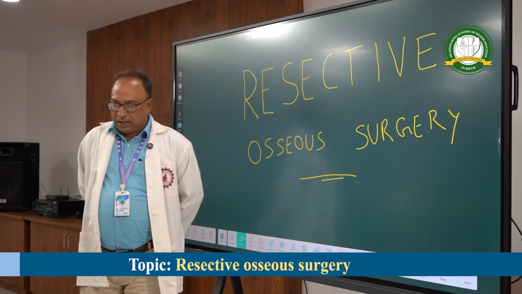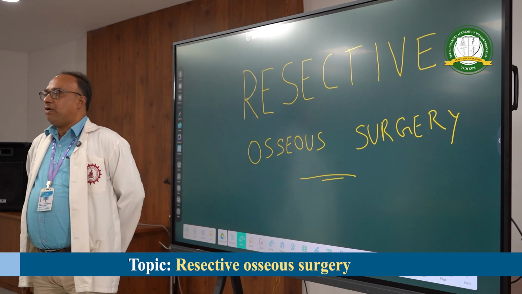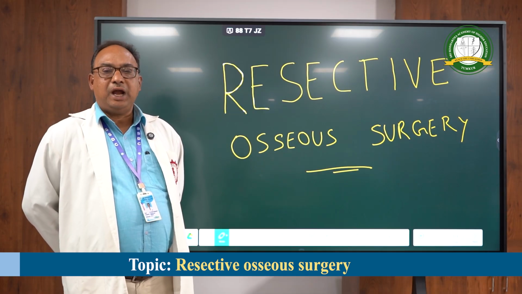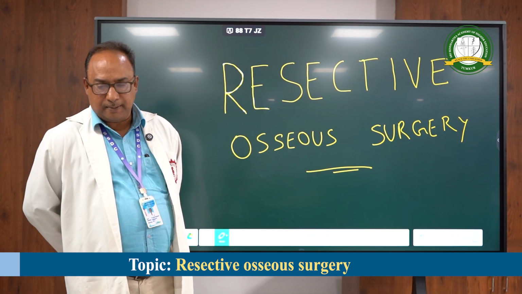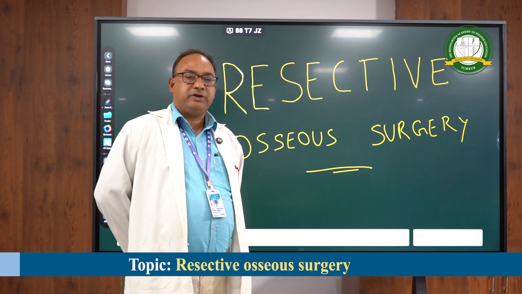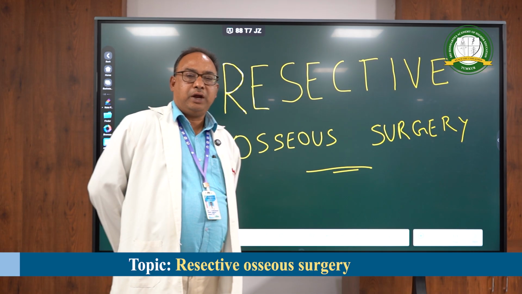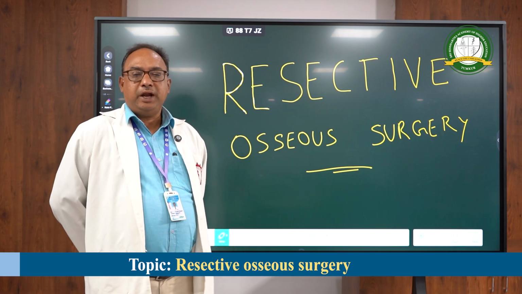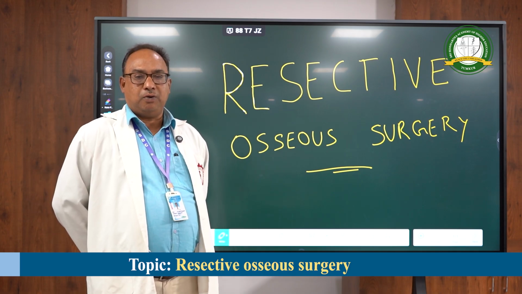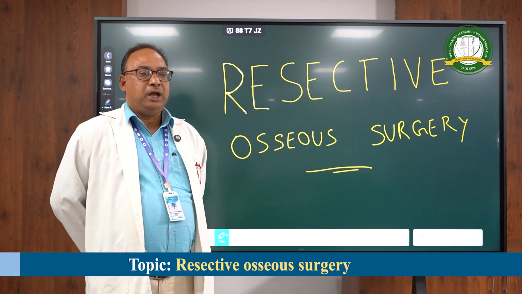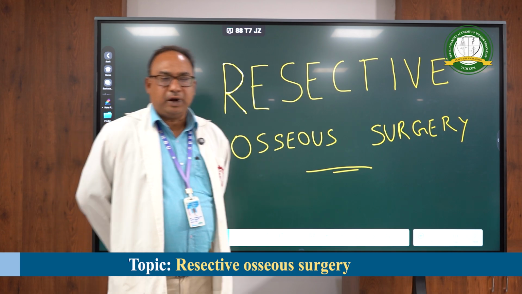There is another term we use in resective osseous surgery: definitive osseous resective surgery and compromised osseous resective surgery. Definitive osseous resective surgery means that when we do this procedure, we cannot achieve any further improvement in the final goal. That means if we remove any further bone, it may not result in any other improvement in the treatment plan.